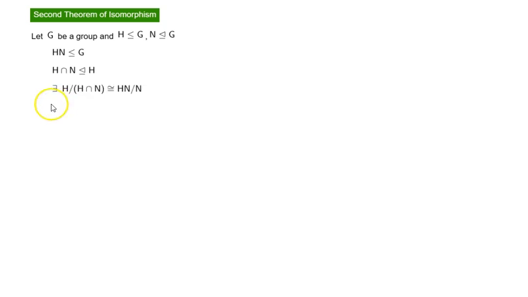Let us look at the second theorem of isomorphism. It says, let G be a group, H a subgroup of G, and N a normal subgroup of G. Then HN is a subgroup of G, H intersection N is a normal subgroup of H, and there exists an isomorphism between H by H intersection N and HN by N.